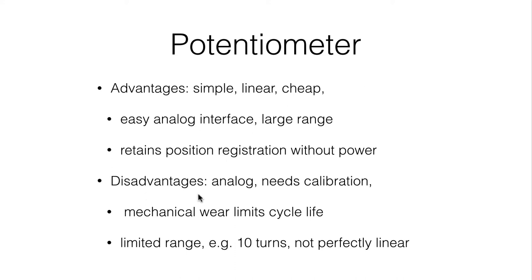So disadvantages, well, it's analog, so we need to calibrate it. It's got all of the noise issues associated with analog instrumentation, so we're going to have to accept a certain level of uncertainty in our measurement. Mechanical wear, these are mechanical pieces that rub on each other. So that limits the cycle life. They won't last forever, but they can be quite durable and last a long time. It's just a factor you need to work into your design to make sure that you're going to be able to manage enough cycles to make the measurement you need to measure.